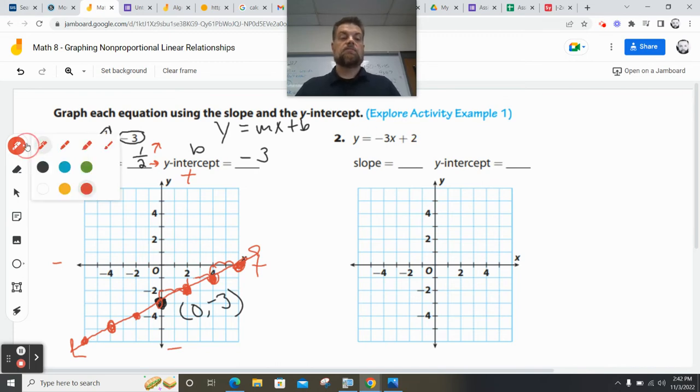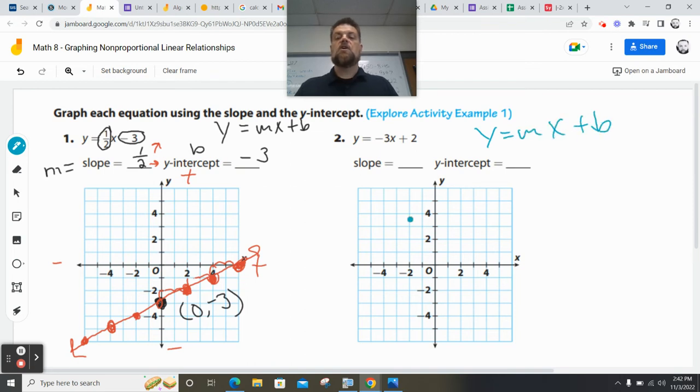Next one. Remember, this is y equals mx plus b. What's the slope? -3. So m is equal to -3, but I want rise over run. So can I say -3 over 1? -3 over 1. So remember, down is negative, and the bottom number is left or right. Since it's positive, we're going to go to the right. What's my y-intercept, though? 2. Yeah, +2. So my y-intercept is +2.